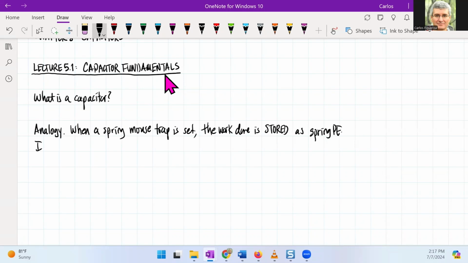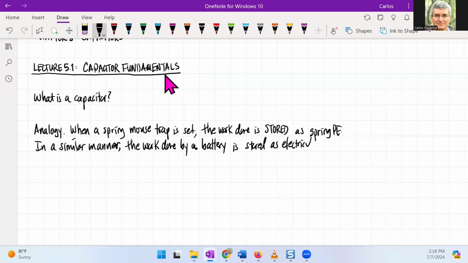In a similar manner, the work done by a battery is stored as electrical potential energy inside a capacitor. We say that it's in the field.